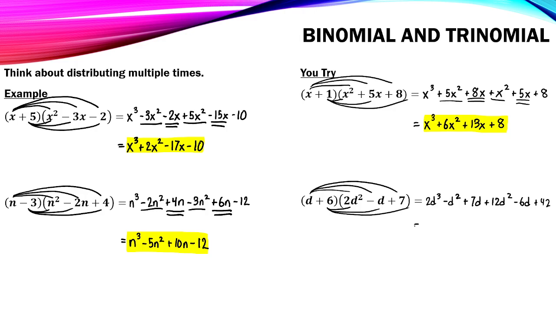So now when I combine these together, which are my 12d squareds and the negative d squared, the 7d and the negative 6d, this will now give me 2d cubed plus 11d squared, and then minus d, and then we got the plus 42 at the end. So hopefully we got this as well for our second U-try problem here. But yeah, that's basically it. That's how we're going to be multiplying the binomials and trinomials, basically the polynomials all together.